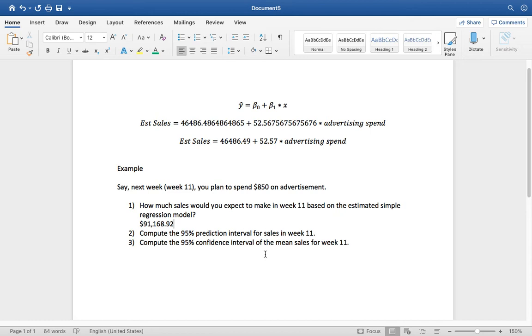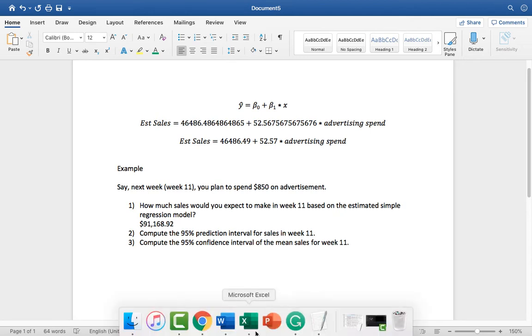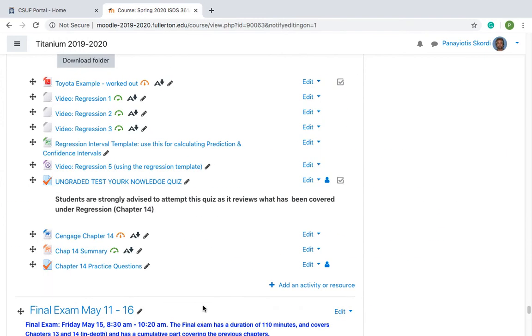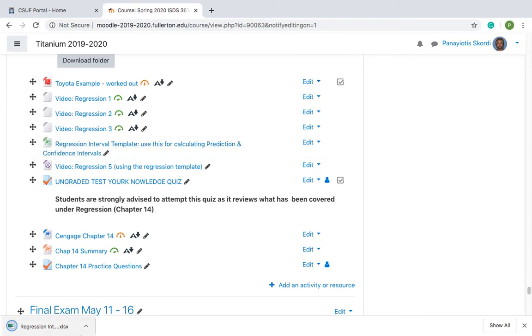Okay, so let's actually see how you work those out. Well, first of all, to work those out, we're going to have to open up an Excel spreadsheet, and it's this one right here. So if you scroll down to this point in your notes, you should be able to find it. So regression interval template, use this for calculating prediction and confidence intervals. So we click on that, and at some point my computer will open it.